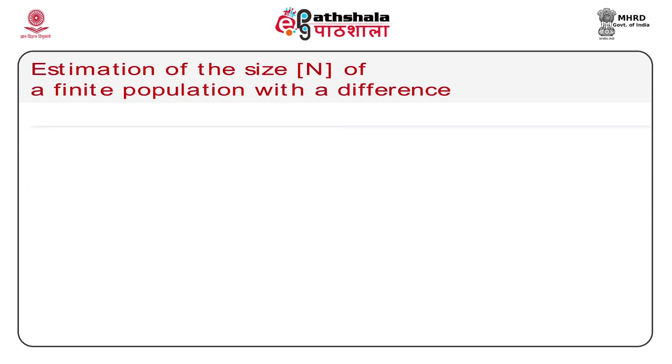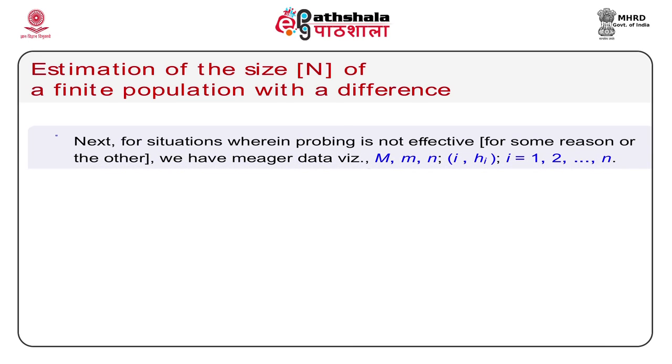Okay? Next, consider situations wherein probing is not effective for some reason or the other. If they do not cooperate, they say sorry, that is it, we cannot tell anything more or anything less, whatever you got, that is it. We have meager data, and this time it is really a problem. All I know is capital M, the number of rehab centers; small m, the number of rehab centers that I have selected; and through my sampling effort, small n, the number of ultimate units I have captured. Now, for every unit i in my sample, I know out of small m in how many he or she is attached. That is my data, i and hi.